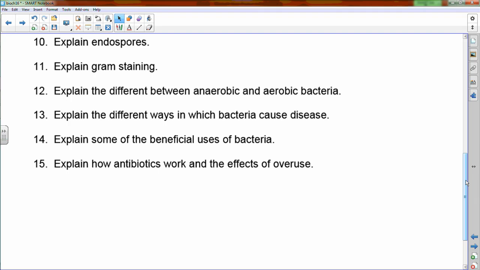Okay, number 12. The difference between anaerobic and aerobic bacteria. This is another way to classify bacteria. What is anaerobic? Without oxygen. Aerobic means they take oxygen.